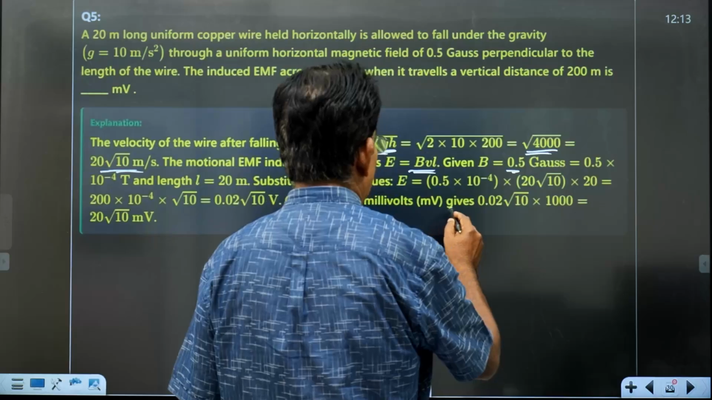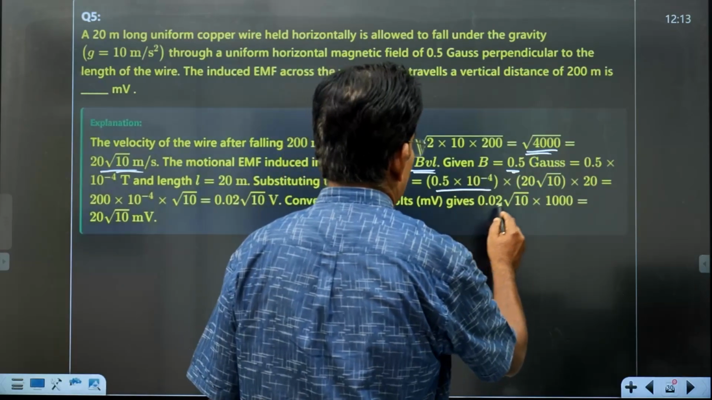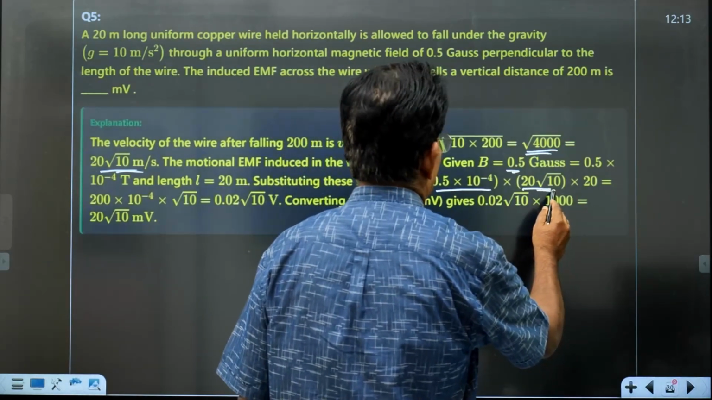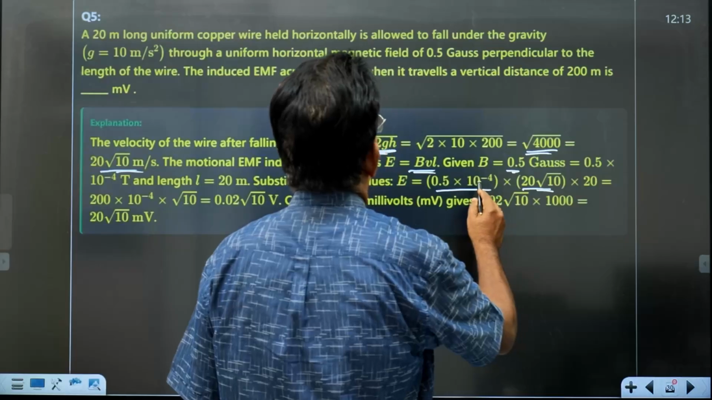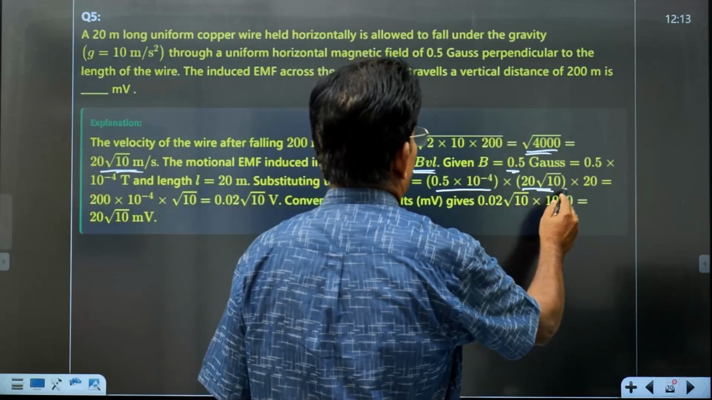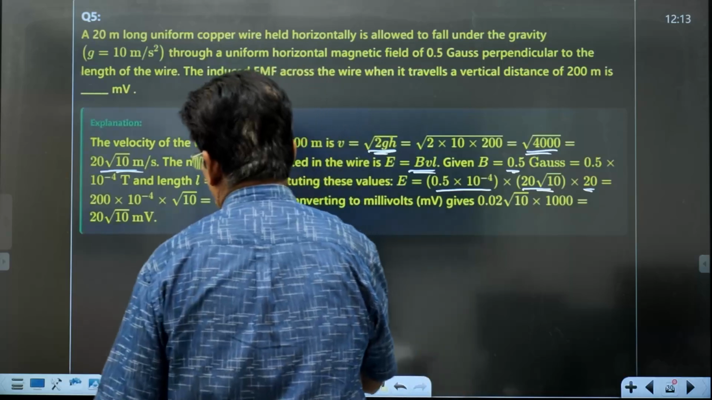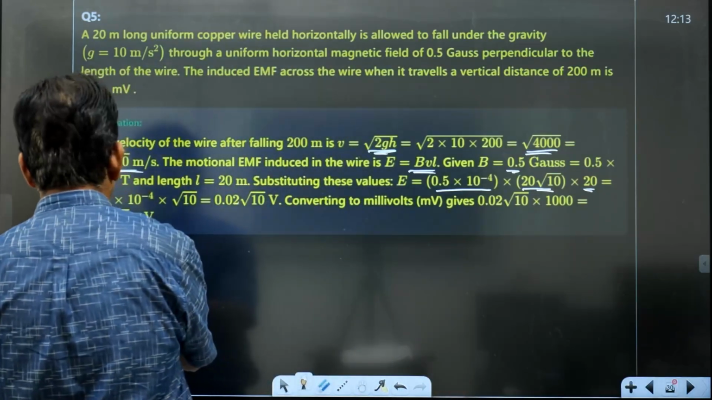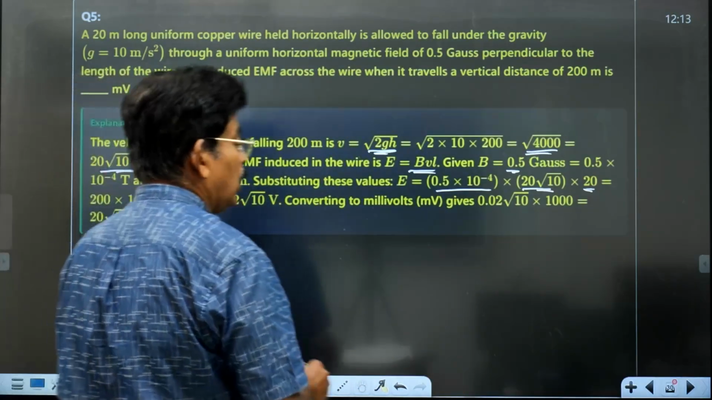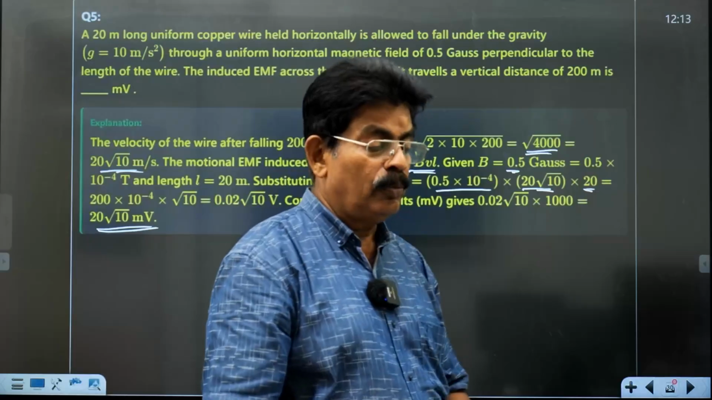Induced EMF is equal to BLV. B is 0.5 into 10 to the power of minus 4, velocity is 20 root 10, length of the rod is 20. When you work it out, this is coming to be 20 into root 10 millivolt. 20 into root 2 millivolt.